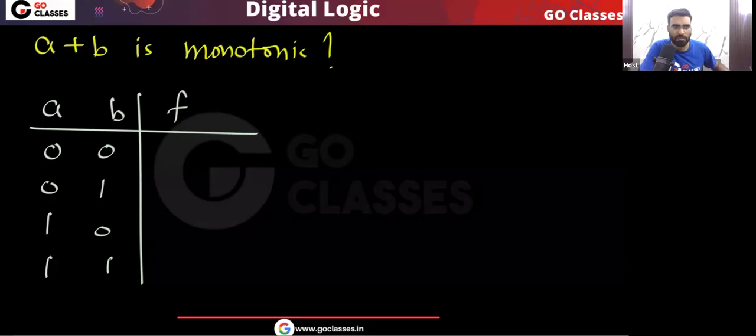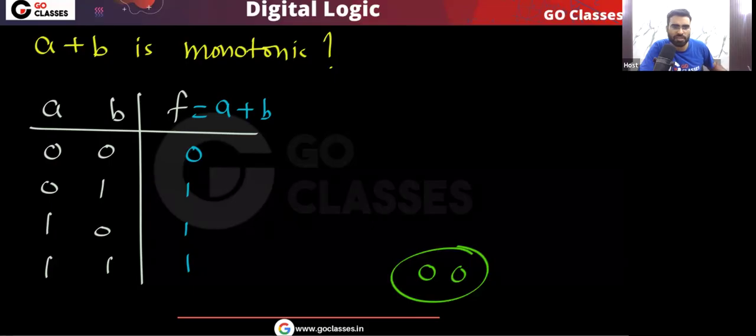Please tell me, this A or B. Now, is this monotonic? Here you can easily see. For this combination, what is the function value? Just tell me quickly. For this combination, the function value is 0.